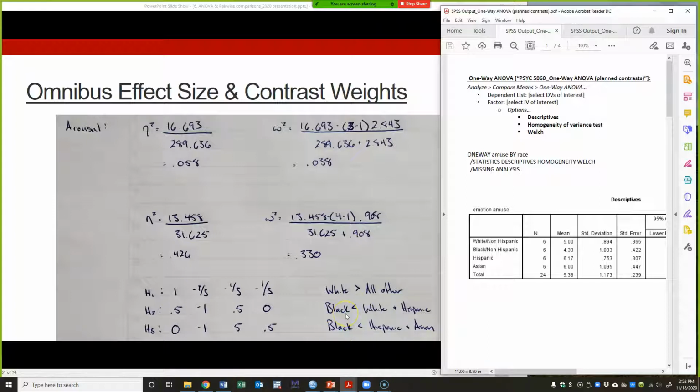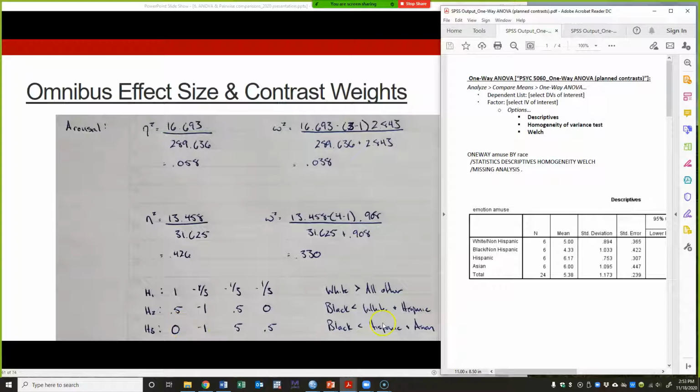My second contrast, for whatever reason, I'm saying that I'm expecting my participants who are identifying as black non-Hispanic to show less response than the combination of my white non-Hispanic and my white Hispanic groups. Okay. So here, my first group is my white non-Hispanic. They get 0.5. My white Hispanic group, 0.5, -1 for my black non-Hispanic group, and then my participants who are identifying as Asian, they're not part of this comparison, so we assign a weight of 0.